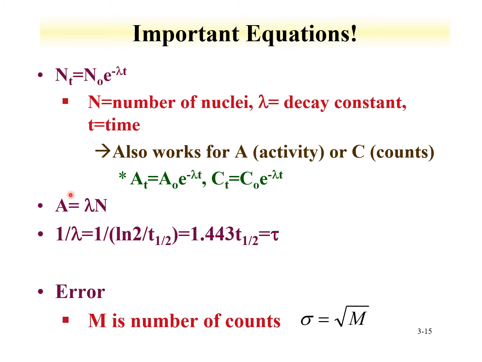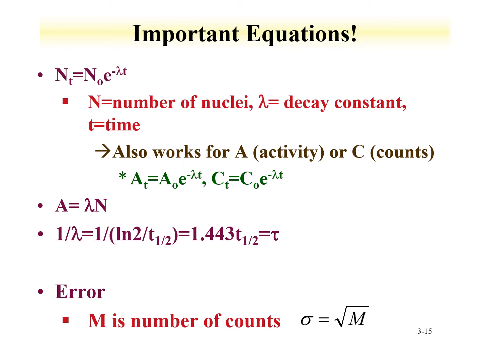We also have lifetime, which is the average lifetime of an atom is 1.443 times its half-life. And if you think about it from the decay, half the atoms should decay within the 1 half-life, but within 2 half-lives, 25% should be there. So the average atom is going to live a little bit longer than the half-life.